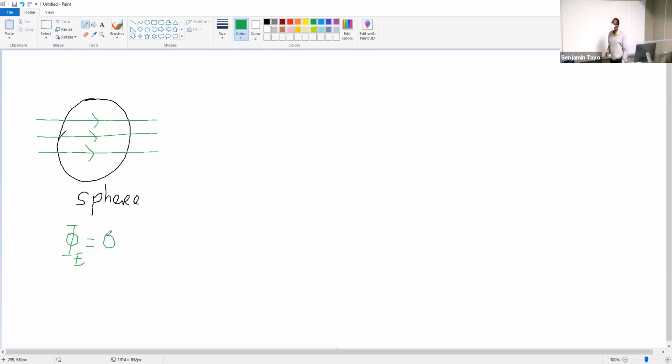Now the reason why the flux is zero, think about it, is that the number of lines going in is equal to the number of lines coming out. Do you guys see that? So always think about it as the number in. The reason why this is zero is because the number of lines going in is equal to the number of lines going out.